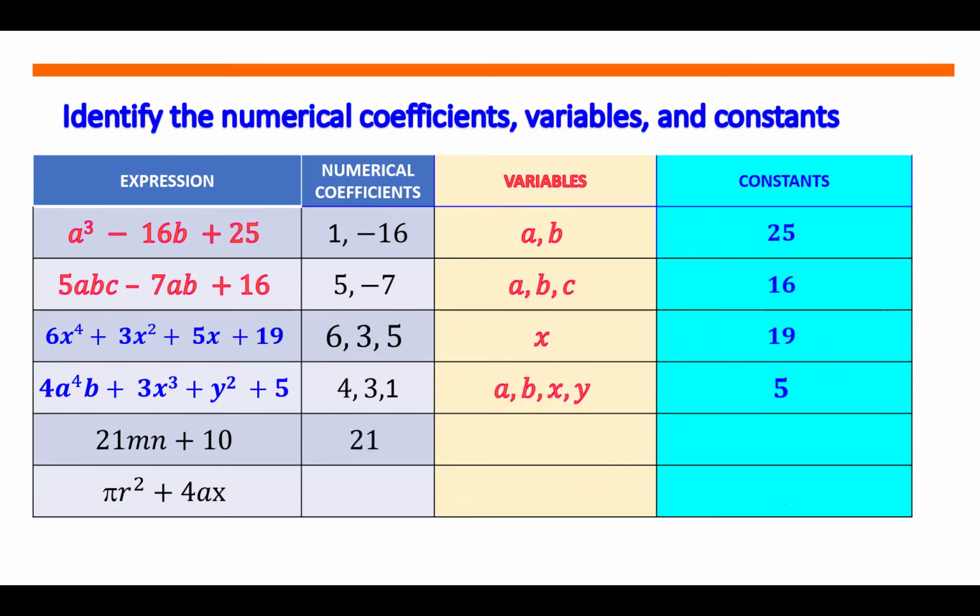So 21mn plus 10. The 21 there is our numerical coefficient. And we have 2 variables, which is m and n. And we have a constant of 10. The last example, we have 4 for the numerical coefficients, and we have 3 variables r, a, and x. And we have the constant pi.